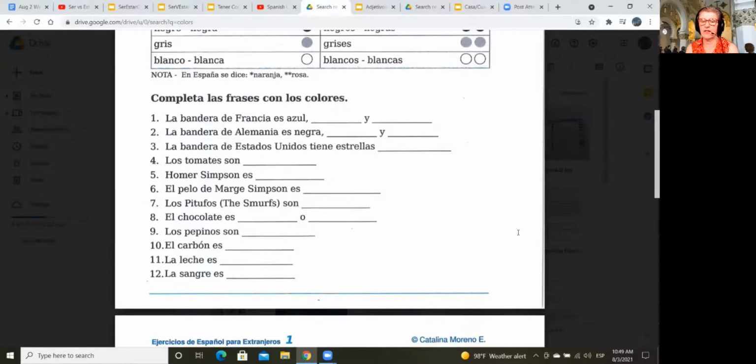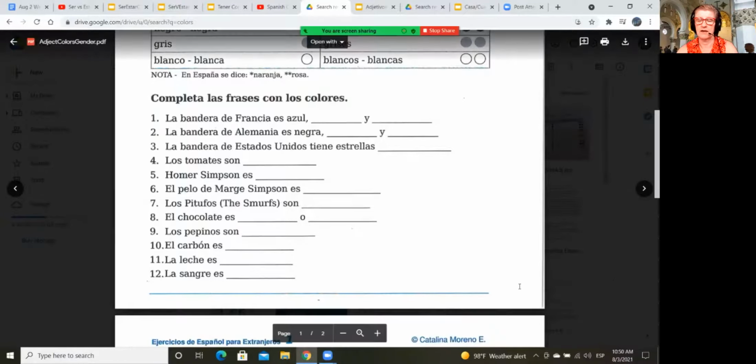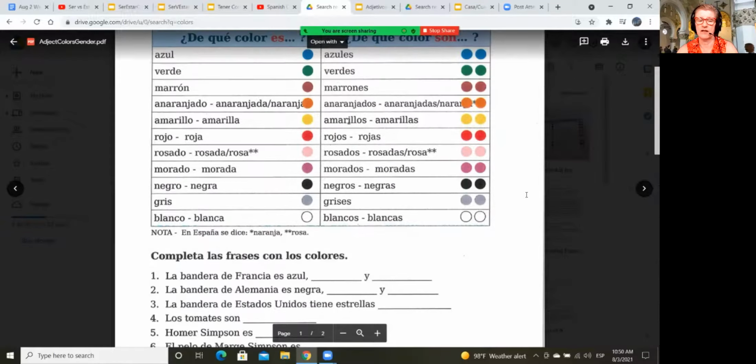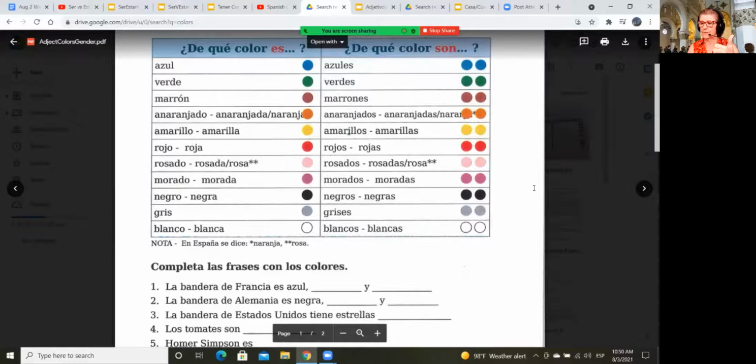Okay. And they give us one of the colors. There are three colors. Hay tres colores. La bandera de Francia. France's flag. La bandera de Francia es azul. Oops. And I'm going to move this down so you can see the colors. Azul. Blanca y roja. Azul, blanca y roja. All feminine words, because all those colors, azul, blanca, roja, are talking about bandera, a feminine thing. Okay?